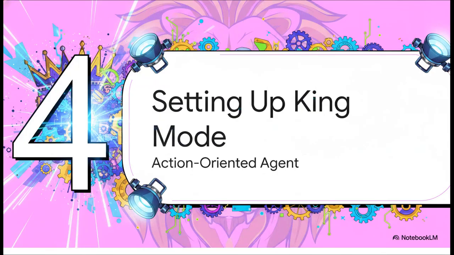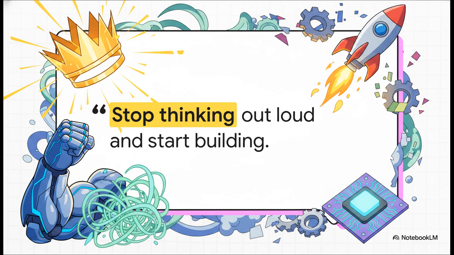All right, Section 4, setting up King mode. This next one is a total game changer. Let's move to a vital system-level configuration that fundamentally alters the agent's default behavior. King mode relies on a very specific, forceful system prompt that you add to your config. It simply tells the agent, stop thinking out loud and start building. That's literally it. You are forcefully instructing the machine to stop talking in circles and just get to work.